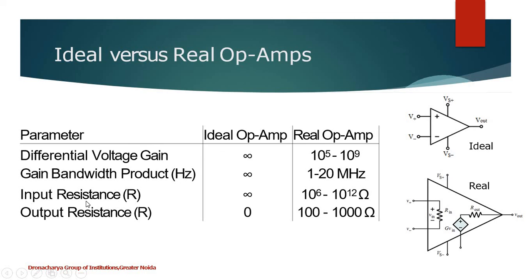Next comes the input resistance. Now, in ideal cases, what we had read was that this input impedance should be infinite. But in practical scenarios, the range is from 10 to the power 6 to 10 to the power 12 ohms. Last is the output resistance. We wanted this output resistance to be low in case of ideal op-amps, but in real op-amps, it ranges from 100 to 1000 ohms.